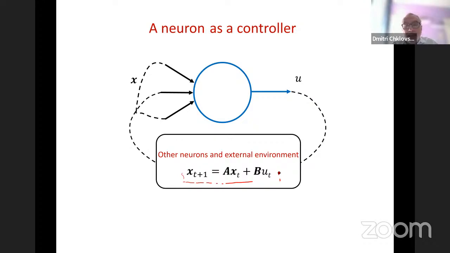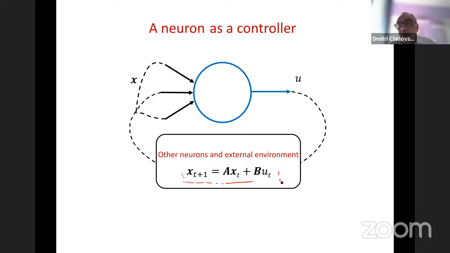And A is a matrix. So X is a vector that represents the state of the environment. A describes the evolution of the state autonomously. And then the second term, U, is the output of the neuron that can influence the dynamics of the environment through the coupling described by the vector B. So that's the basic model of the environment.